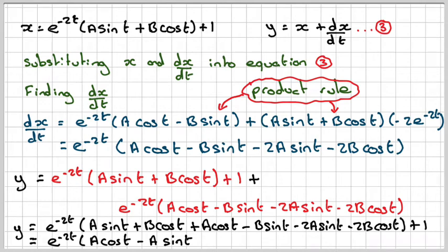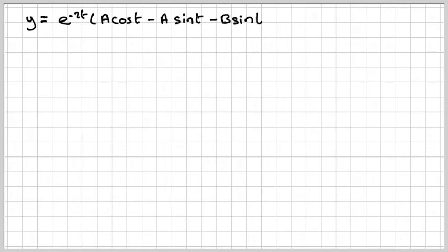And then we're going to have b sine t minus b sine t. Sorry, and then we're going to have a b cos t and a minus 2b cos t. So that will just give me minus b cos t, plus 1 at the end. Okay, so writing that out again. Just going to rewrite this the following way.